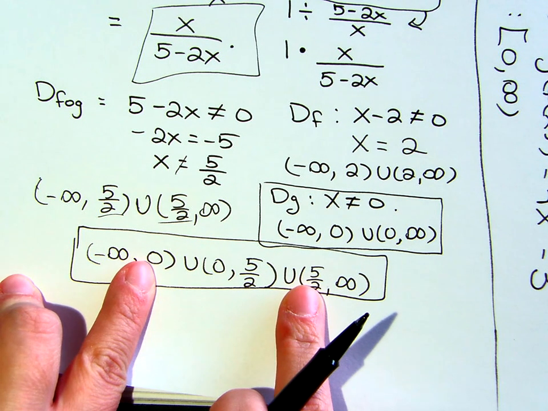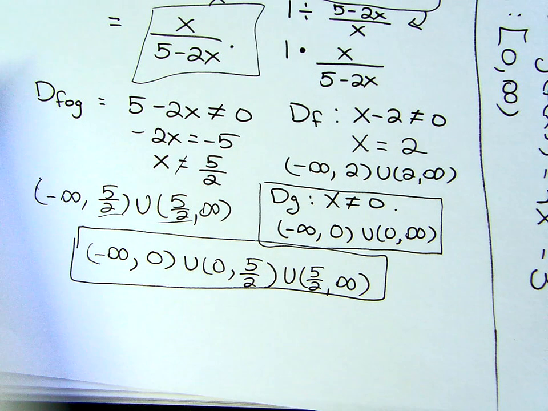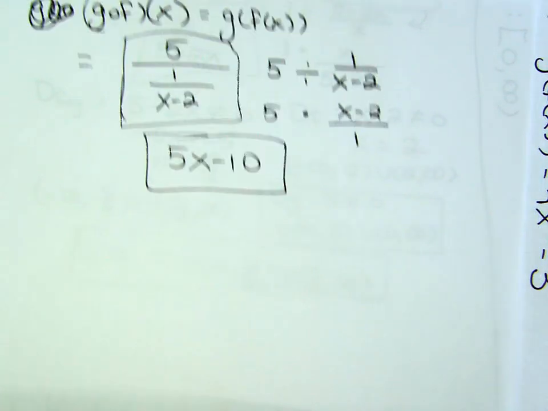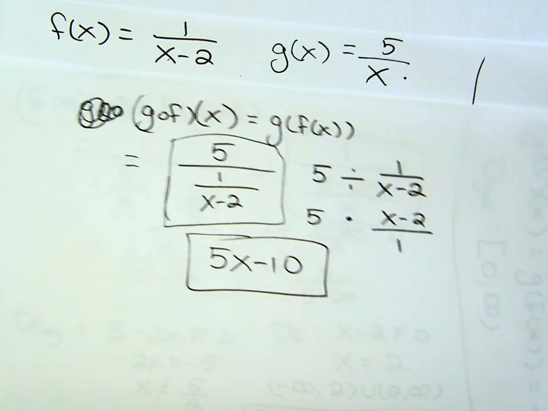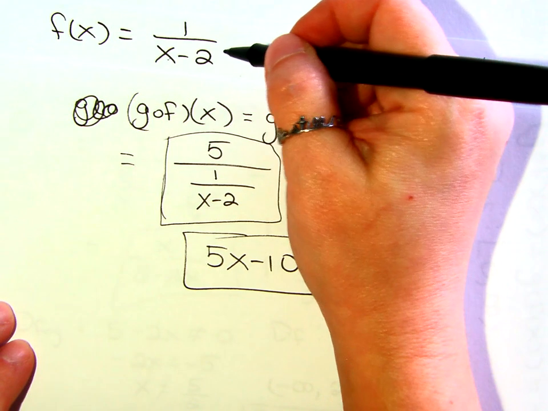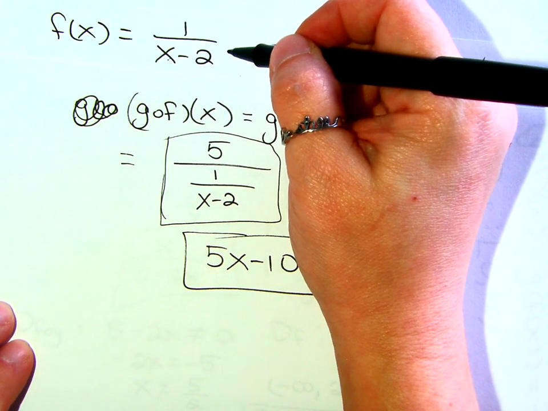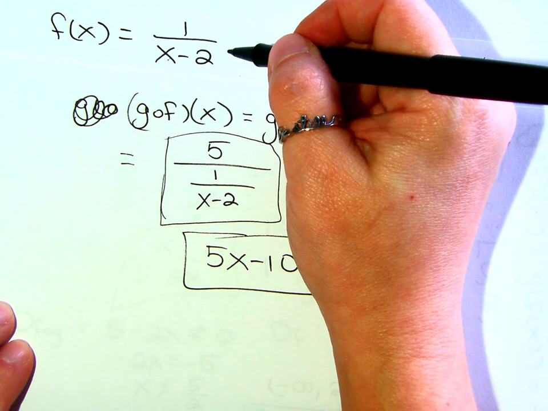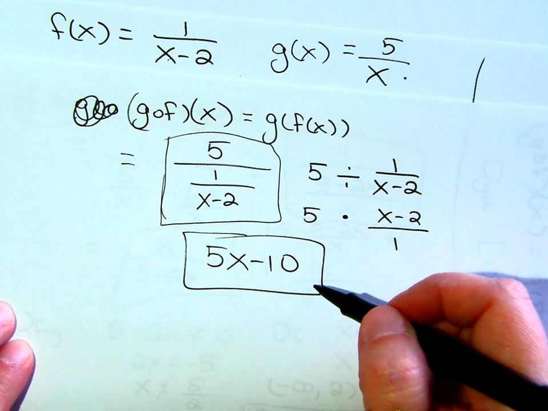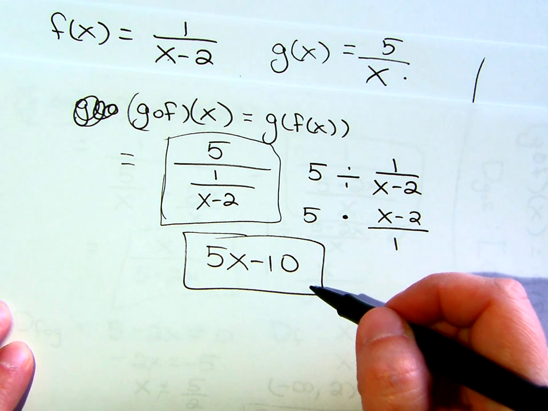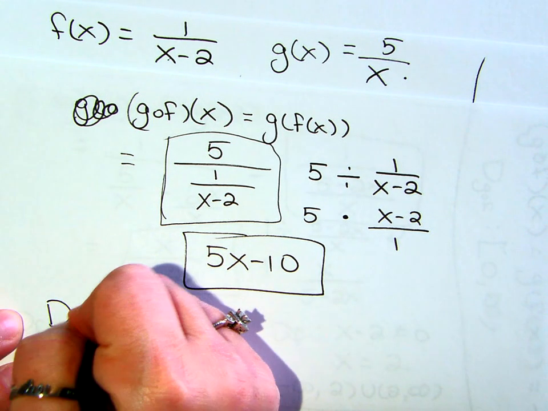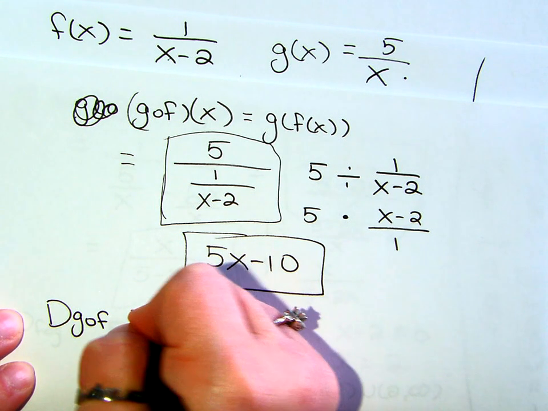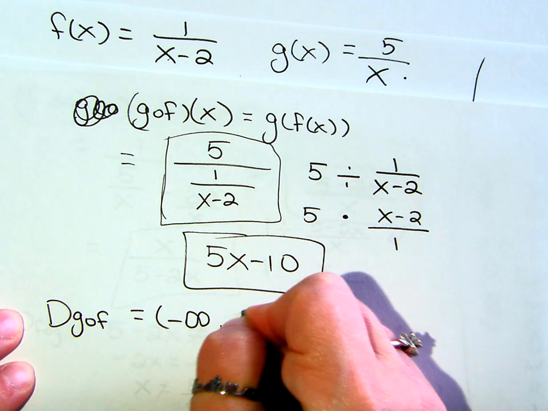Sometimes looking at, I think this one's a little bit easier and helps explain that. This had a trouble spot, so we have to take it out of our composite function domain. But our composite function didn't have a trouble spot. So we only have to remove that one spot. So the only trouble spot is that 2 from our original f of x function.